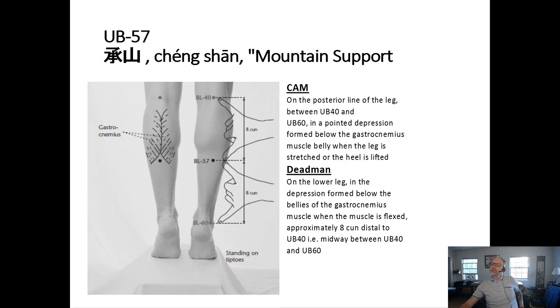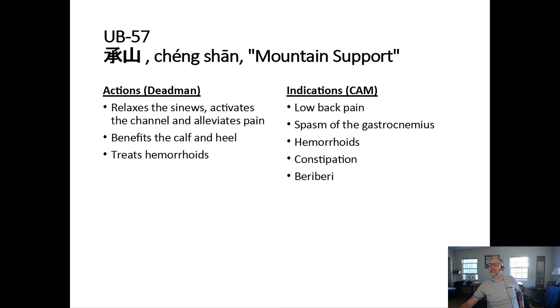57 is exactly the halfway point. It's 8 below UB40 or 8 above UB60. Relaxes the sinews, activates the channel, alleviates pain, benefits the calf and heel, and again, treats hemorrhoids. Then it has this other little side thing that I want to bring to your attention.